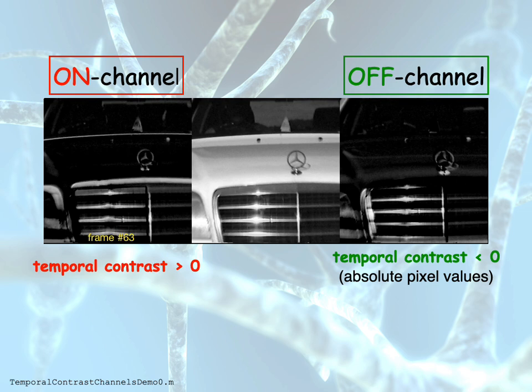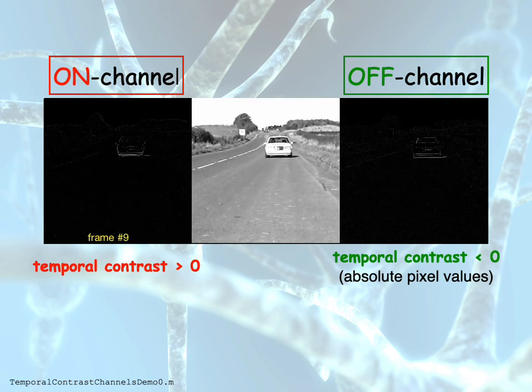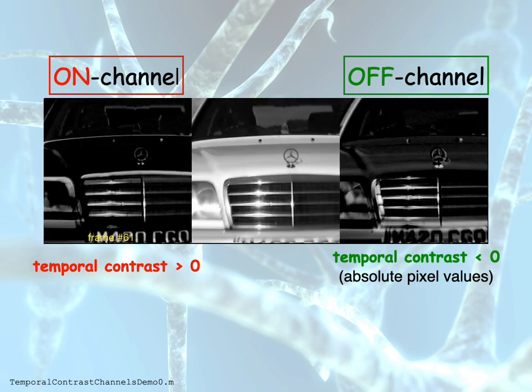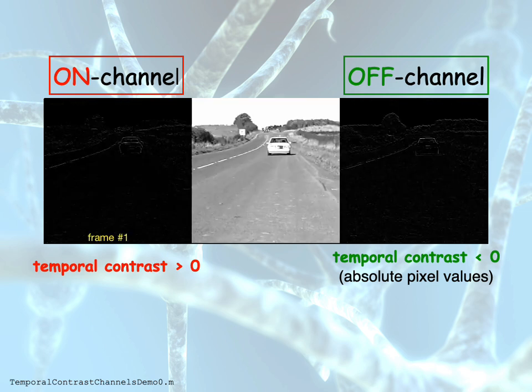Okay, so let's play back the video. Wow, so again, good. Oh, what I forgot to say is that in this on channel and the off channel, the black pixels indicate 0. And the brighter the pixels, the bigger the temporal contrast difference.